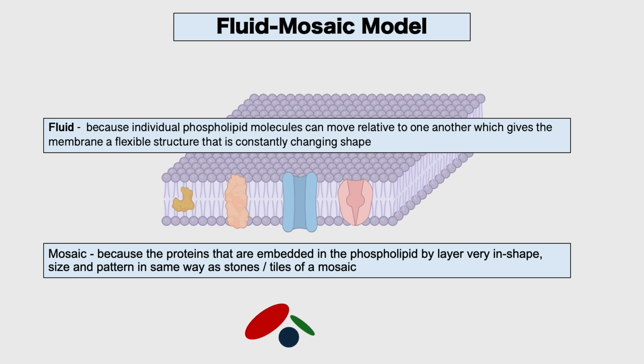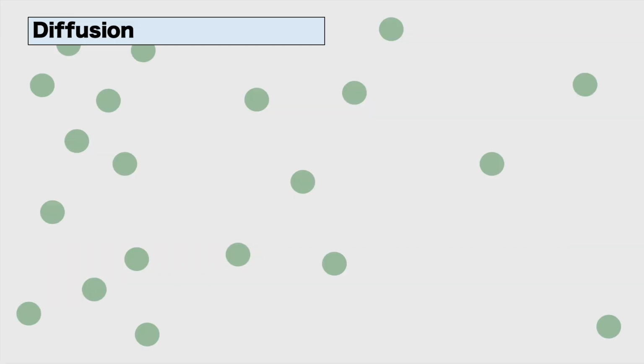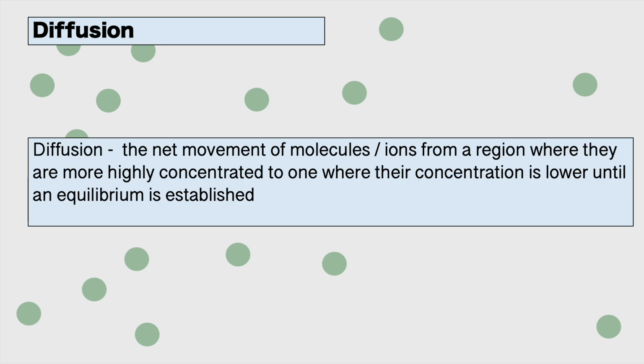Now let's move on to the types of transport that can happen across membranes. One you're already familiar with is diffusion. Diffusion is the net movement of molecules or ions from a region where they are more highly concentrated to one where their concentration is lower until an equilibrium is established.